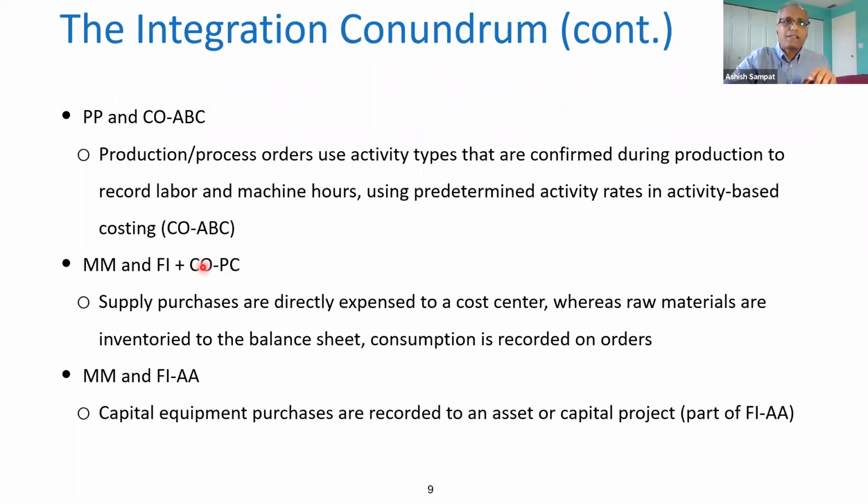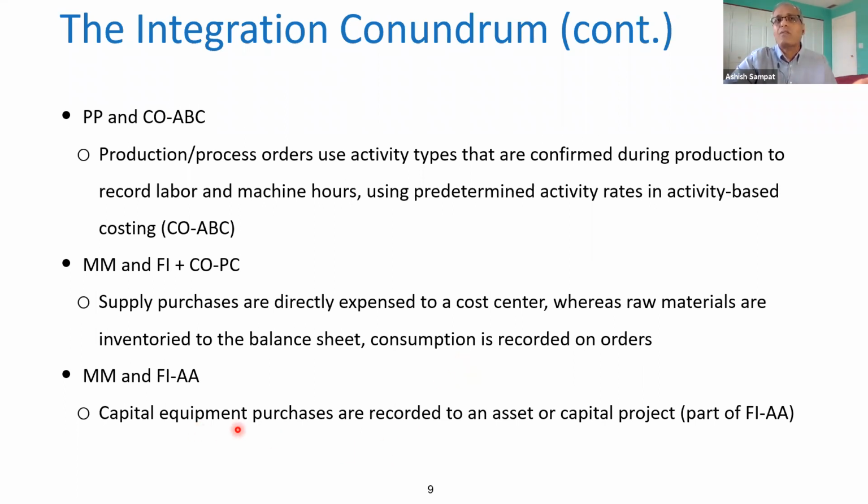Again, there are more examples here. We'll touch through them very quickly. COABC, as in activity-based costing, uses activity price, and then there are expense purchase orders which are charged to the cost center or to internal orders. But when it comes to direct material procurement, we have raw materials which are taken to the inventory, to the balance sheet side. And then when you have the consumption, it again reduces the inventory and charges to the consumption account.